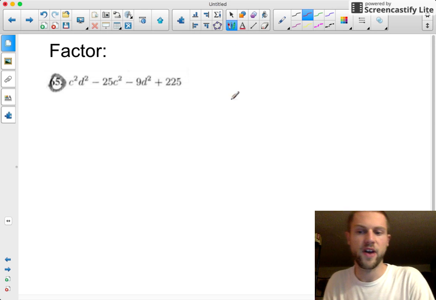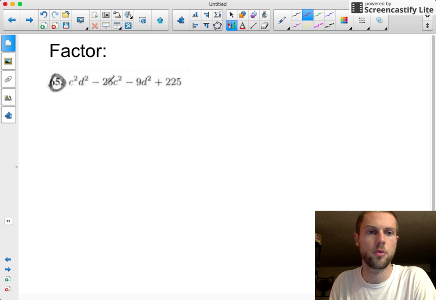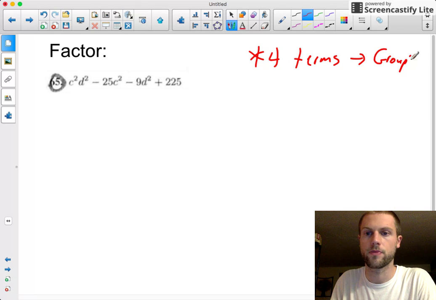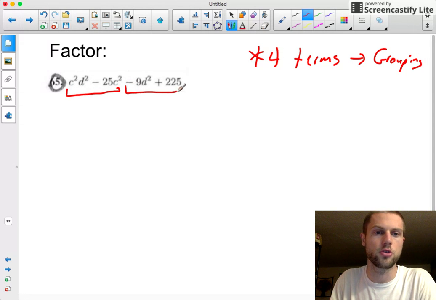All right, here we have a factoring problem where we've got all kinds of variables, C's and D's, and some constants in there. Key thing here is that we've got four terms. And generally, when I see four terms, I want to think factor by grouping. So let's start off by grouping these as a two-term group and another two-term group.